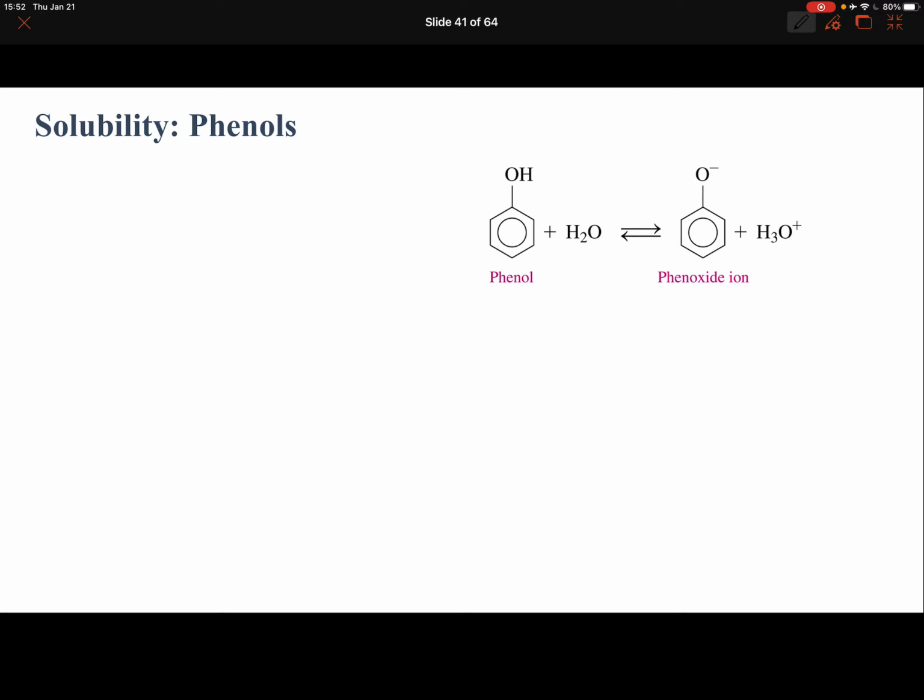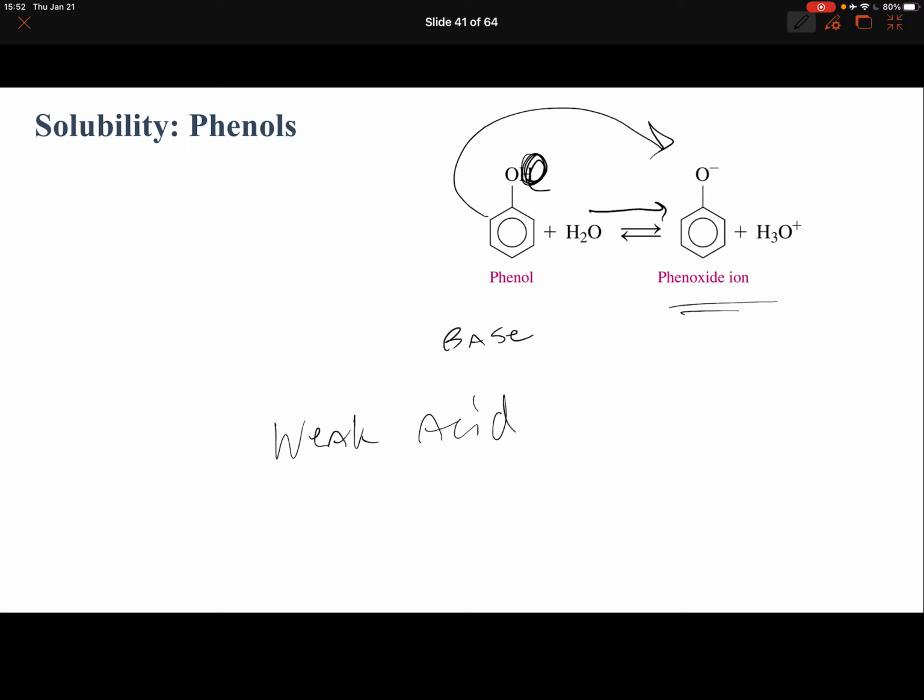It only ionizes slightly. I should say that it's a weak acid. So if we put this into water, only a little bit does this. If we want a lot to do this, you've got to keep adding base. And base will keep pulling these H's off and turning these guys into these guys, dissolving them.